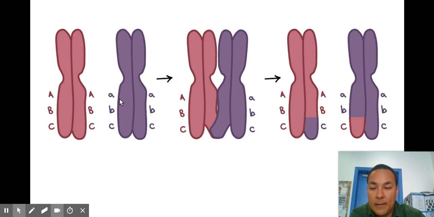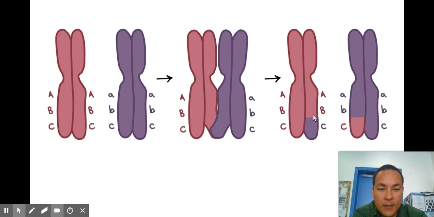Mom here has big A, and dad has little a. So they have different forms of it. Mom, big B, dad, little b, and I believe this is big C, little c. It's a little hard to read for the C's. Here, they're going to engage in crossing over. So they're swapping that allele or that form of the gene.